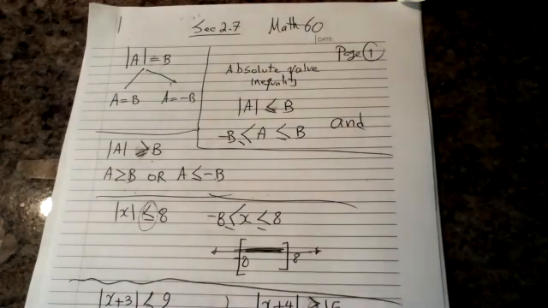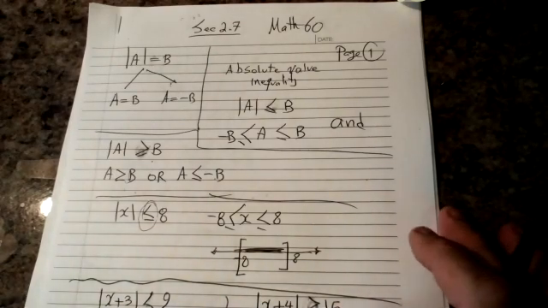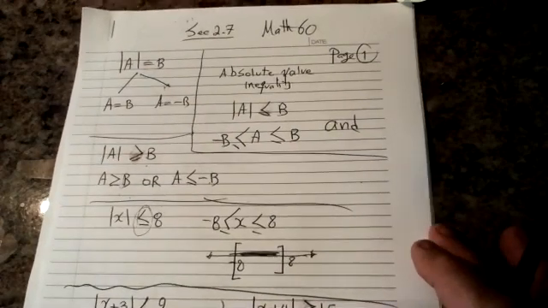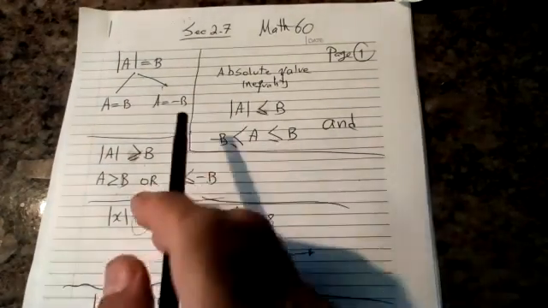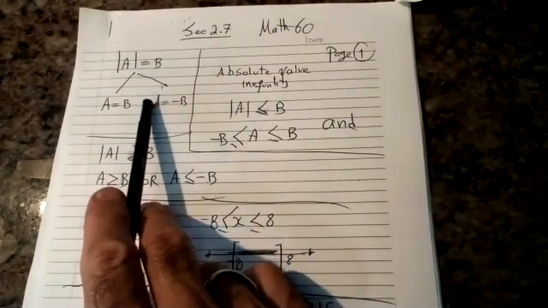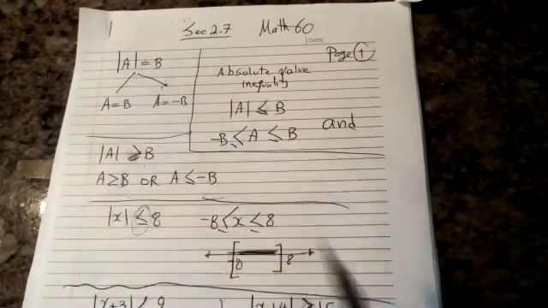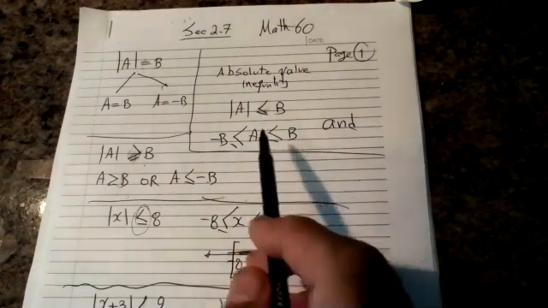Section 2.7. In this section we're talking about absolute value inequality. In the previous section 2.6, we talked about absolute value equations. But we also have two formulas for absolute value inequality.